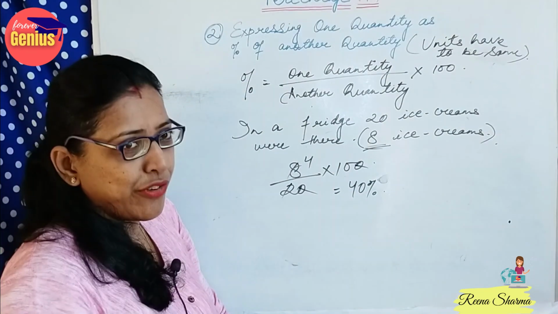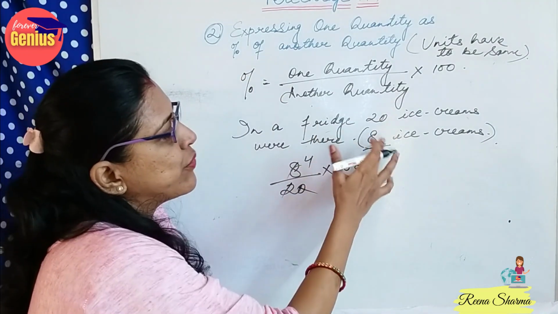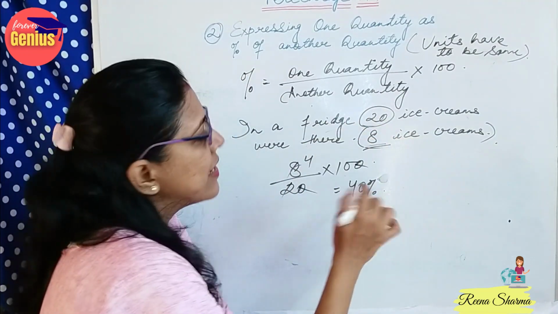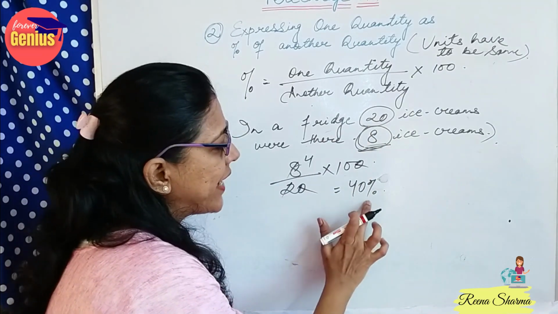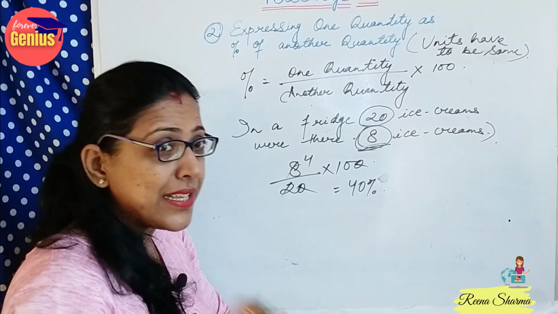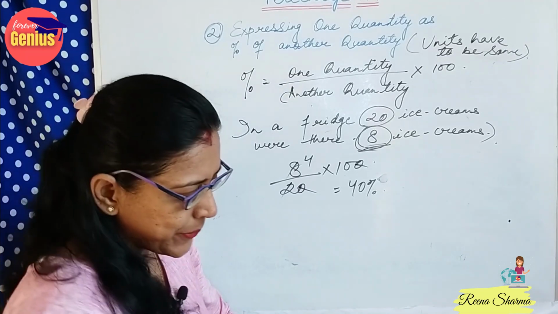Means in the fridge, whatever quantity of ice creams we have kept, 20 in our case, you have eaten 8, means you have eaten 40% of the ice creams which were kept in the fridge.